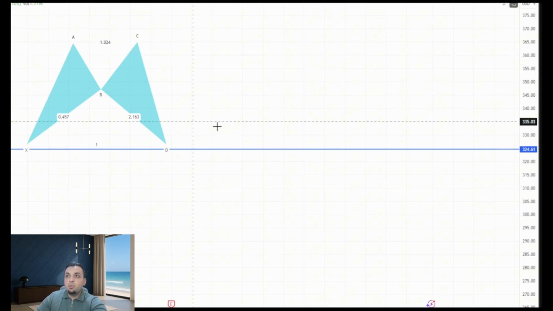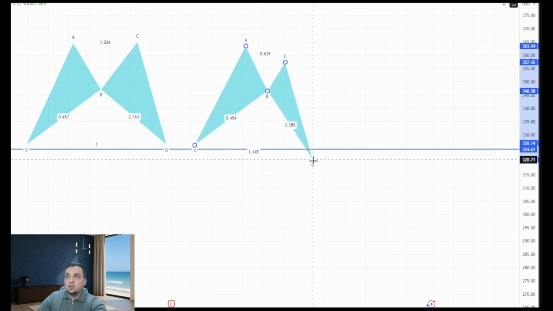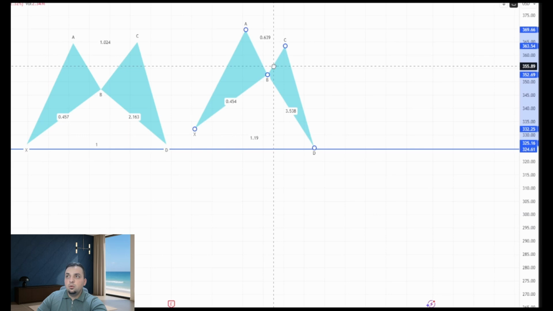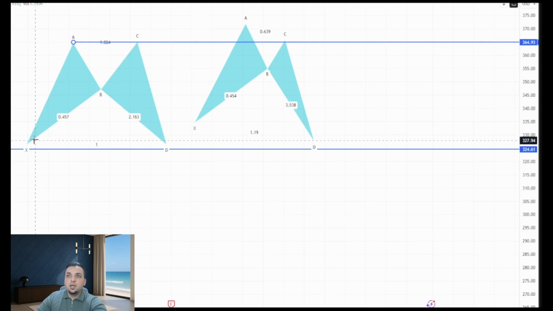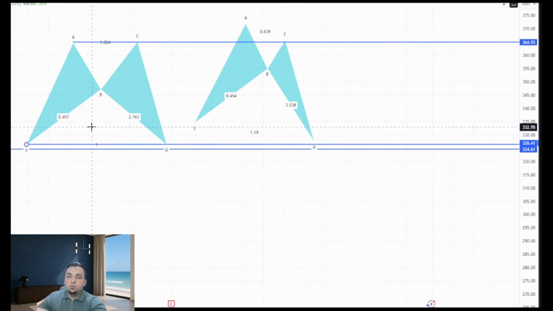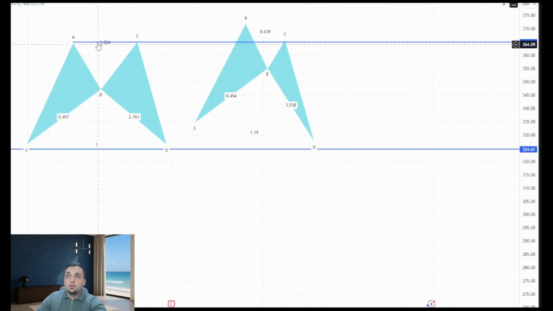Okay, so the second pattern goes like this: X to A, A to B, B to C, and C to D. Okay, so it looks like this. And the only difference between the second one and the first one is that in case of the second one, A is not equal to C and X is not equal to D. In the first case, A is equal to C, which means a double top. If we draw a line like this, it looks like a double top, and X is equal to D, which means a double bottom.